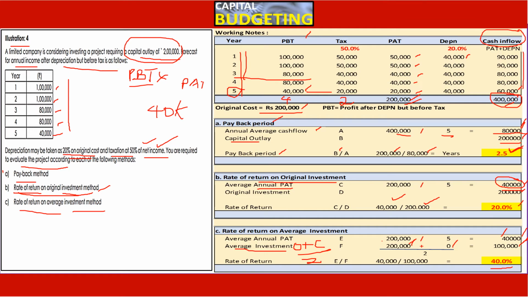These are the three traditional methods of evaluating capital expenditure: payback period, rate of return on original investment, and rate of return on average investment.